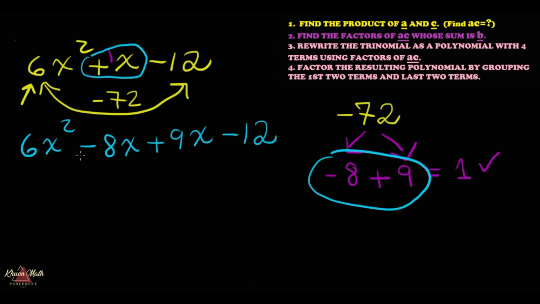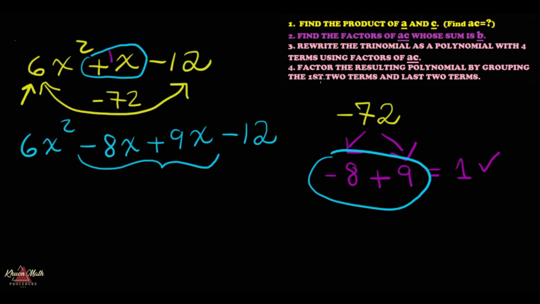Alright, so what we did is we replaced 1x with negative 8x and 9x, because it doesn't change anything. When you take negative 8x plus 9x, you have 1x, so it doesn't change. All we did is we rewrote it in a different way. And it doesn't matter the order you put this in. You can go positive 9x plus negative 8x, and you still end up with the same two factors at the end. Alright, so that's step 3.